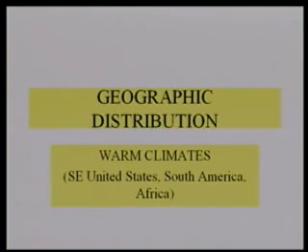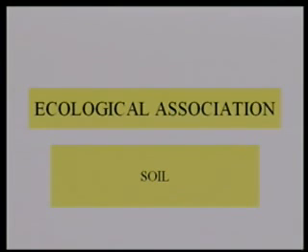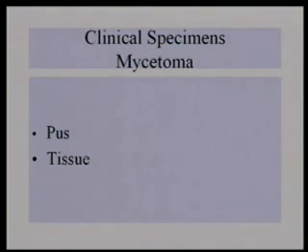They occur in the warm climates, so you can expect to see them here. They're from the soil, and again, it's the same soil penetration for inoculation as a portal of entry. Material, pus, and tissue. And you've got to remember, if they've been around a while, you're going to have bacterial secondary infections to them.